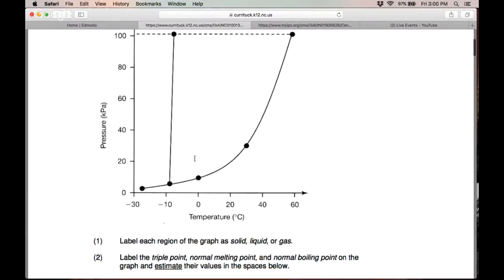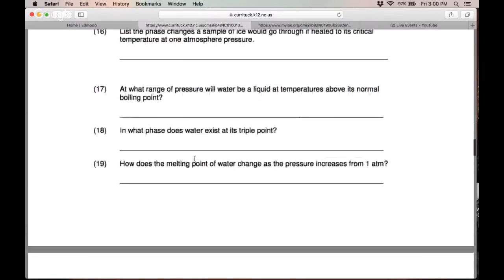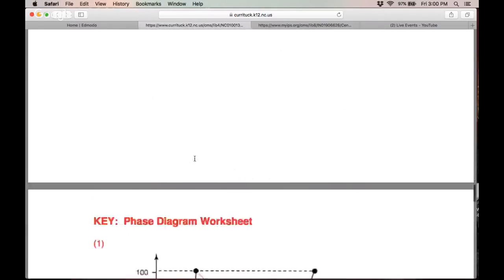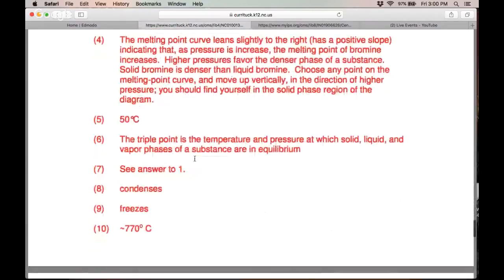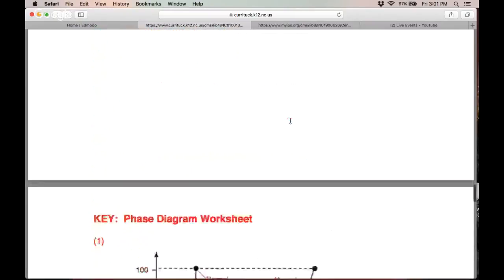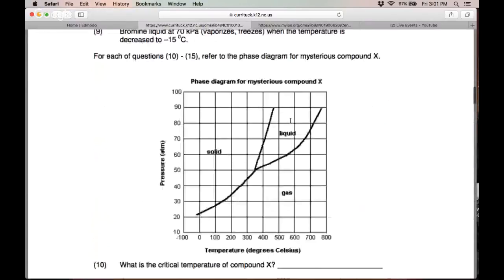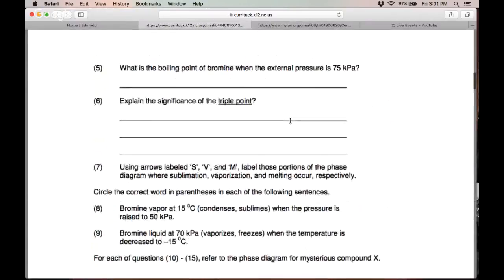Yeah. I'm not a fan of that question. Let's go down and see what they actually say. Hang on. There. The melting point curve leans slightly to the right, has a positive slope. And it says, so as it increases, yeah. So higher pressure, higher density. Yep, you were right. Kind of figured, but I didn't know exactly what they were looking for on that one. Yeah. All right. I'm going to actually skip these.